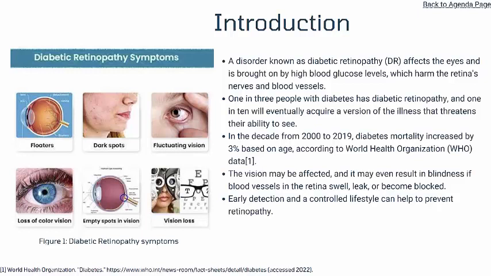Statistics show that from 2000 to 2019, the mortality increased by 3% based on age, and according to the World Health Organization, WHO, the statistics are also increasing even after Corona. The vision may be affected and it may even result in blindness if it is not treated well. Early detection and controlling this would change the result dramatically.